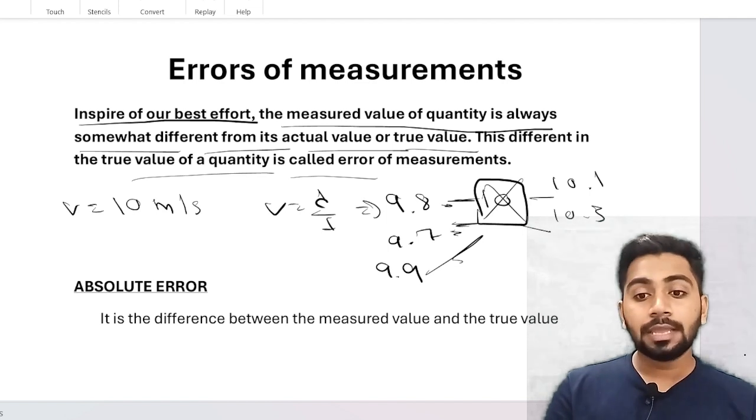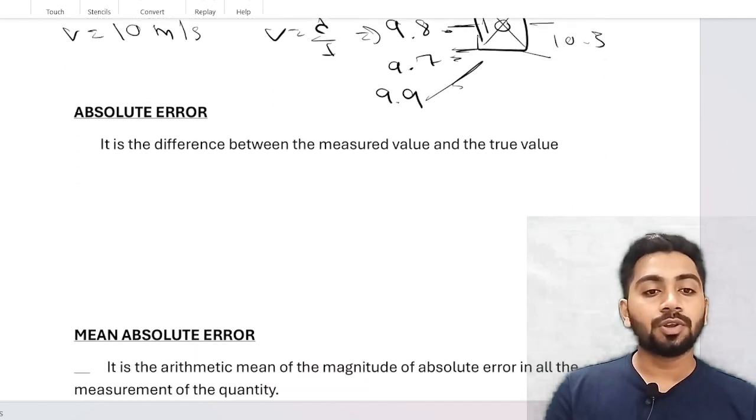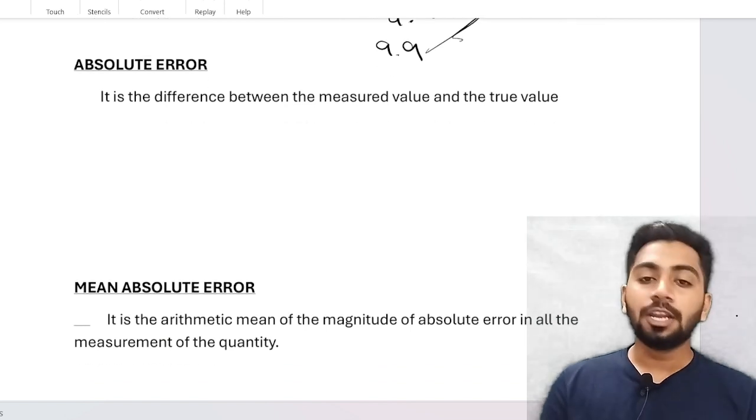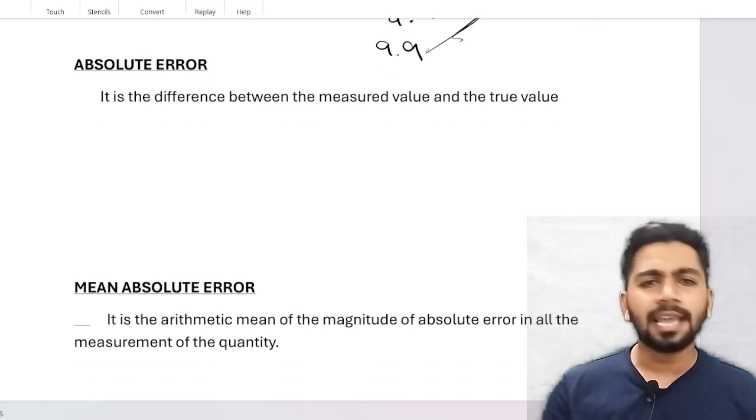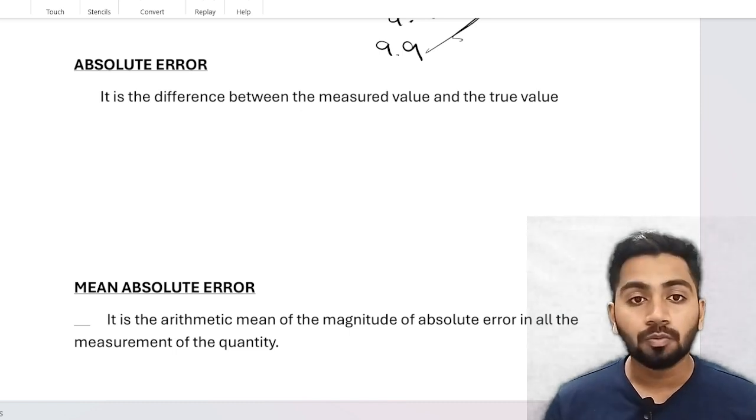Error. Now in error also there are a few types of error. Before we discuss the types of error, I will tell you one thing. In the universe, no experiment has a true value.